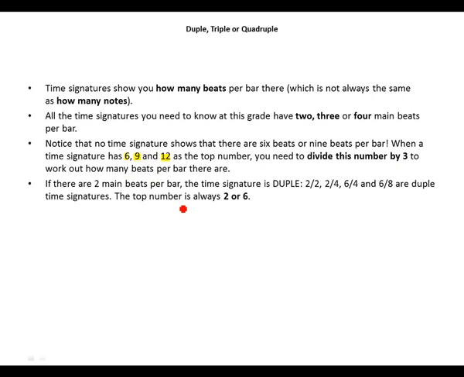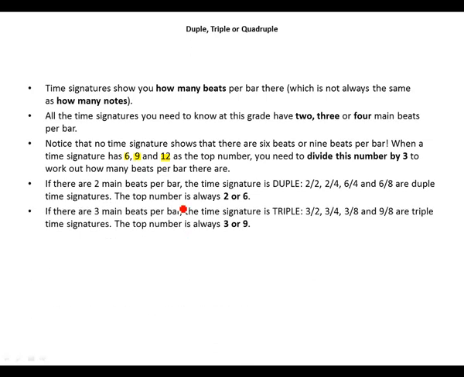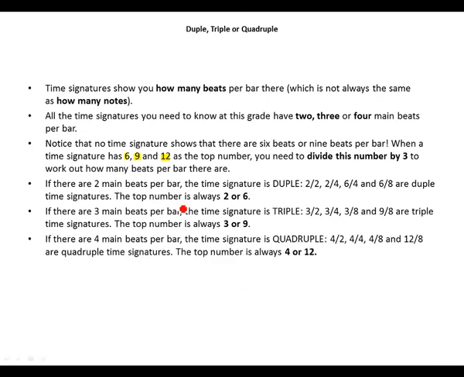If there are 2 main beats per bar, the time signature is double, which is 2-2, 2-4, 6-8, and 6-4. The top number is always 2 or 6. If there are 3 main beats per bar, the time signature is triple: 3-2, 3-4, 3-8, and 9-8. The top number is always 3 or 9. If there are 4 main beats per bar, the time signature is quadruple: 4-2, 4-4, 4-8, and 12-8. The top number is always 4 or 12.